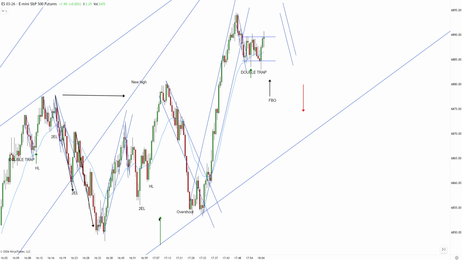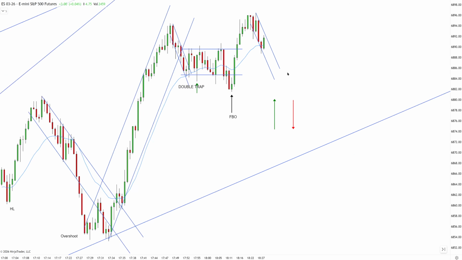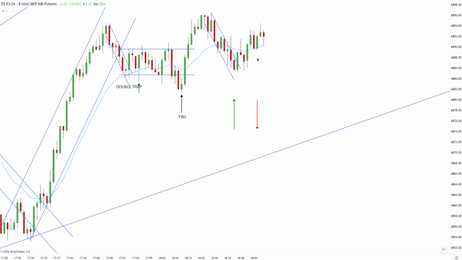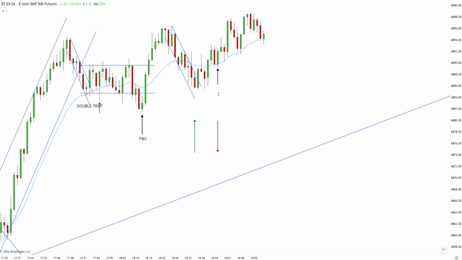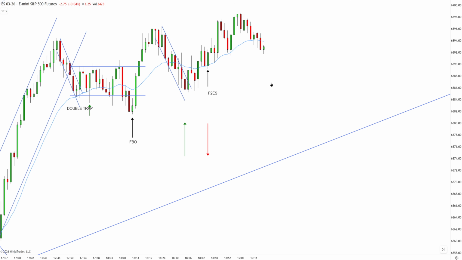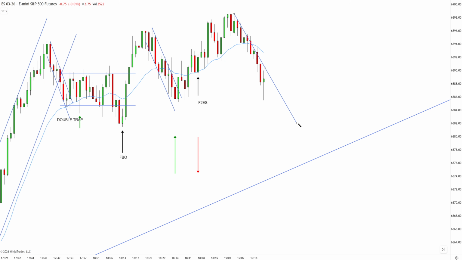It's not such a bad trade, but you have to be playing this channel. I was on my break, so I would probably skip it because I would have a break in new high, but it's not a bad trade to consider. Failed second entry short. I'm going to mark failed second entry short. Okay, market is correcting, working lower.